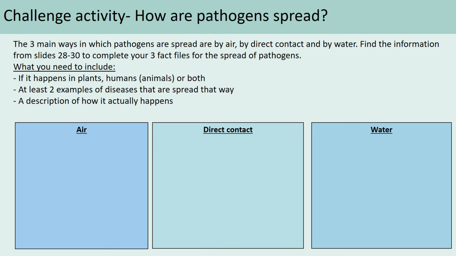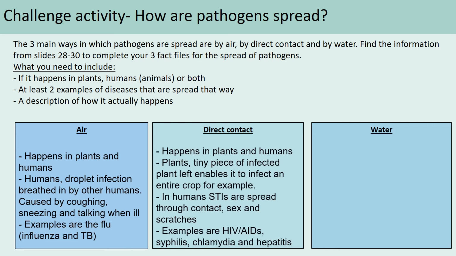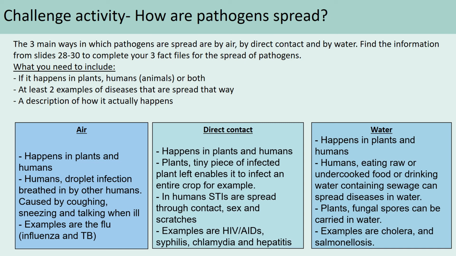Okay, so hopefully we have got something that looks like this. So air, it happens in both plants and humans. There are some examples, the flu and tuberculosis, and there's a brief description there of how it actually passes on. Again, we've got that for direct contact and for water. So if you want to pause the video, read the sentences that I've got and see if it is pretty much the same as what you've got, and make any corrections if necessary.